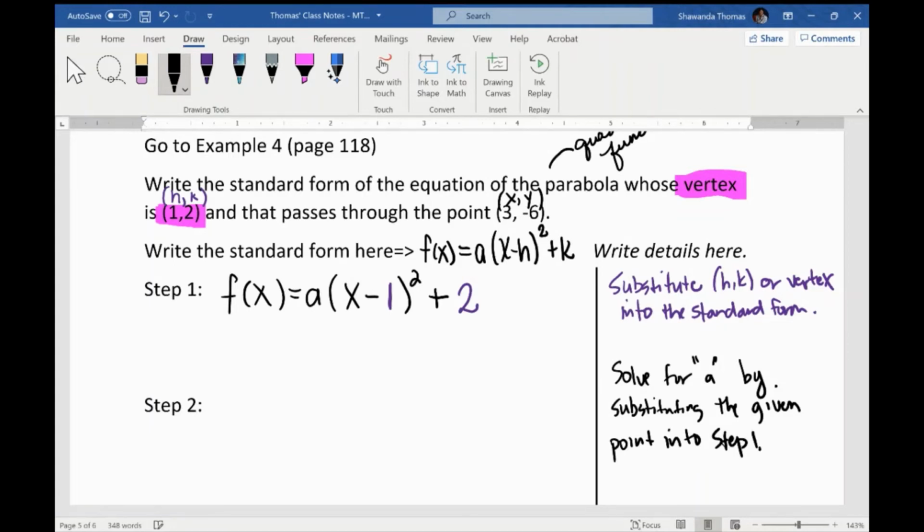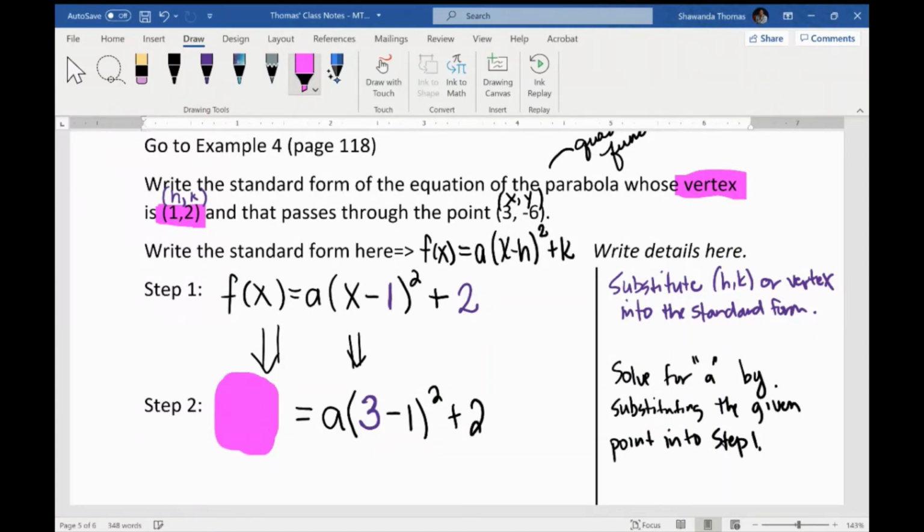So step 1, we ended up getting f of x equals a times (x minus 1) squared plus 2. So we're going to use that information. I'm going to put an equal sign right here. We don't know what a is. We're trying to find that out, so we can't do anything with a. But what is x? 3. Very good. So we're going to make a substitution: 3 minus 1 squared plus 2. What are we going to put over here? You're going to put the negative 6.